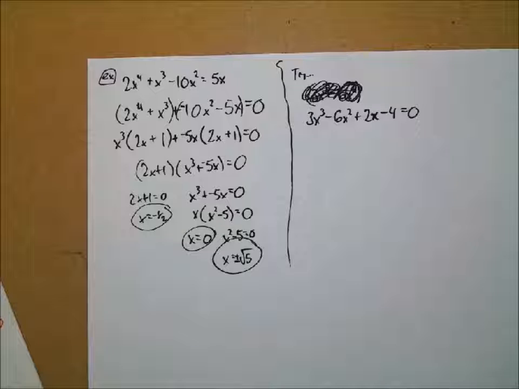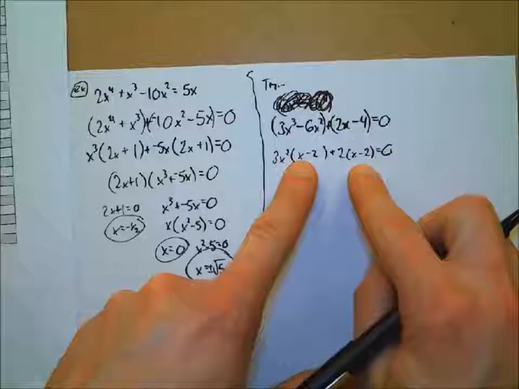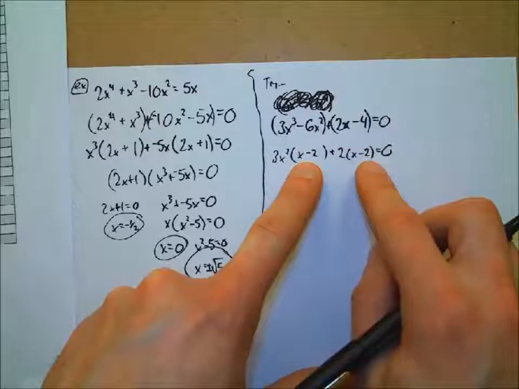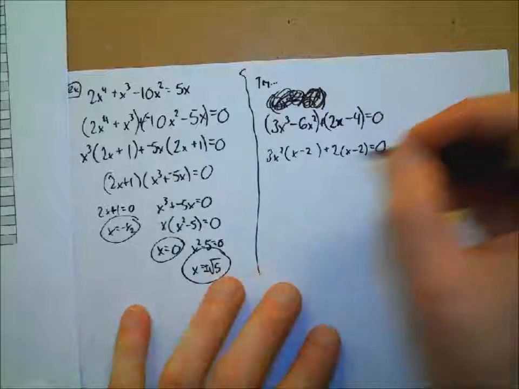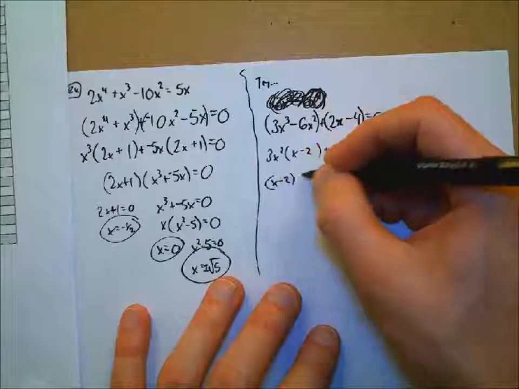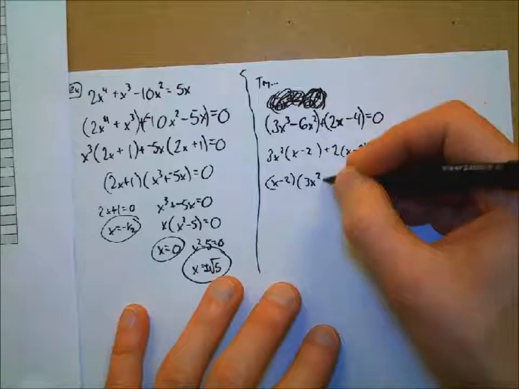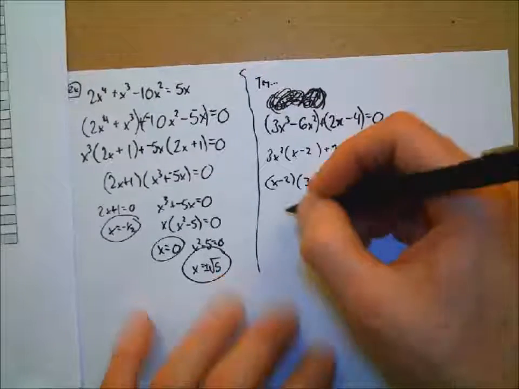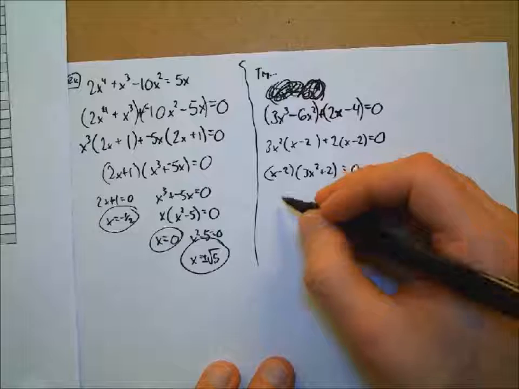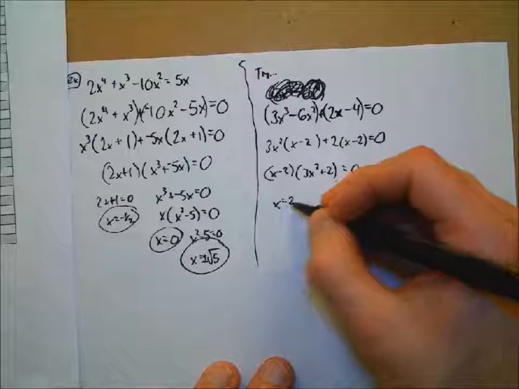Great, and that's good news, right? We got x minus 2 and x minus 2. That's indicating that we're on the right track, okay? And so then we can factor out that x minus 2, leave behind 3x squared plus 2 equals 0. All right, and so what are our solutions here then, Ben? I got x is equal to 2. X is equal to 2.